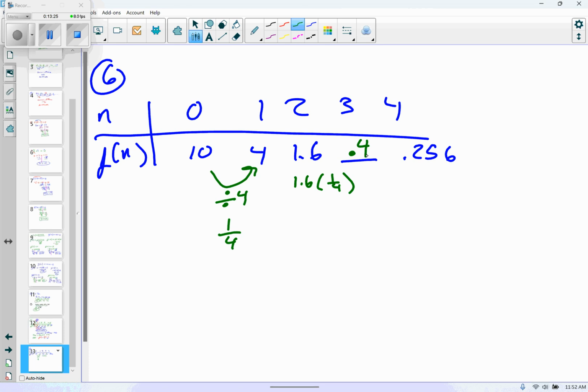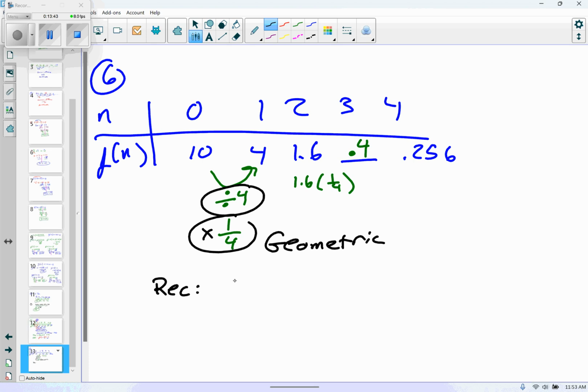Is that a common ratio? Is this arithmetic or geometric? Well, because I'm multiplying by 1/4 or dividing by 4, that means it has to be geometric. If you multiply or divide to get to the next term, it's geometric. What's our recursive function? It's going to be previous times 1/4.